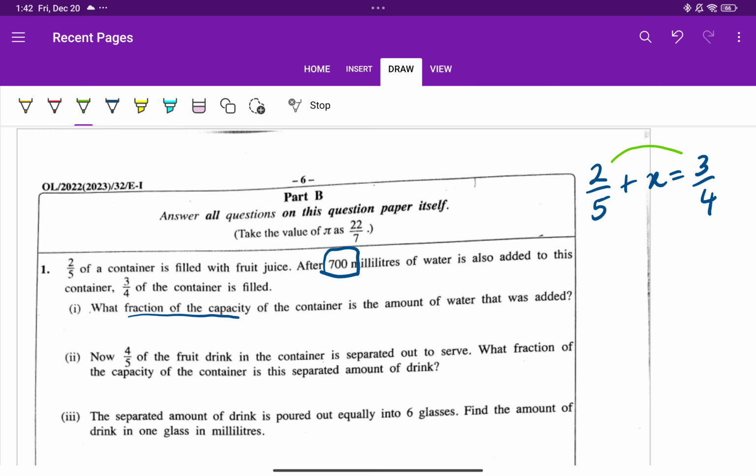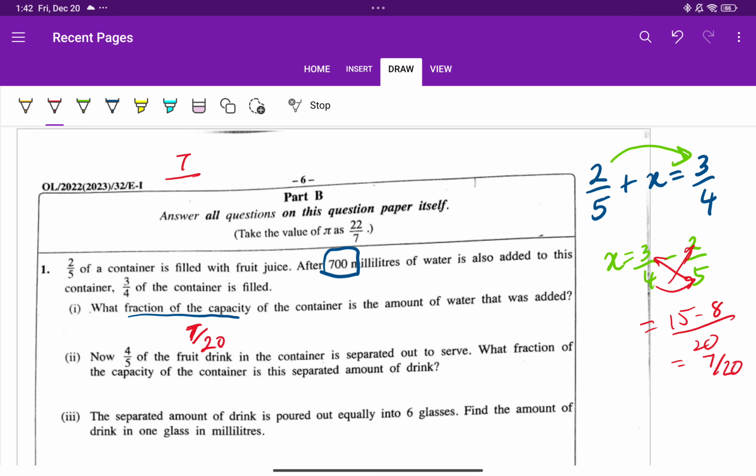So what do we do? We subtract 2/5 from 3/4. So x is equal to 3/4 minus 2/5. We'll have to simplify this. We can cross multiply and make the denominator common. So that is 15 minus 8 over 20. That will give you 7 over 20. 7 out of 20 was the capacity.